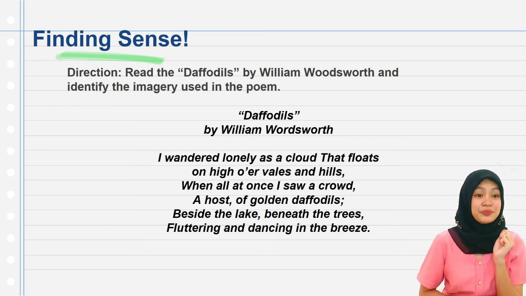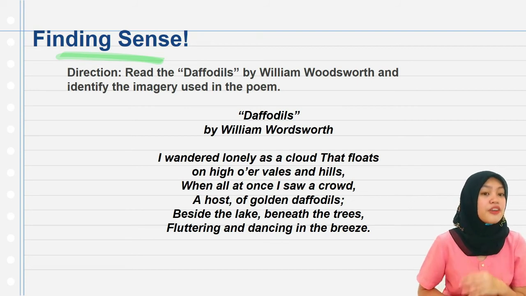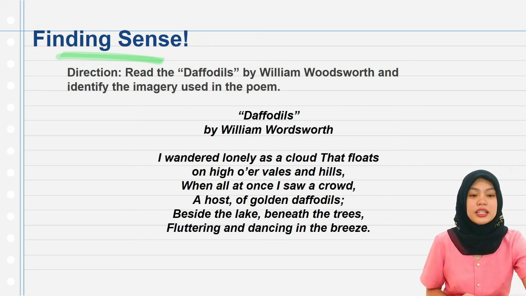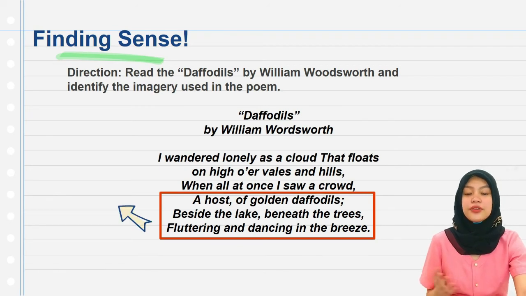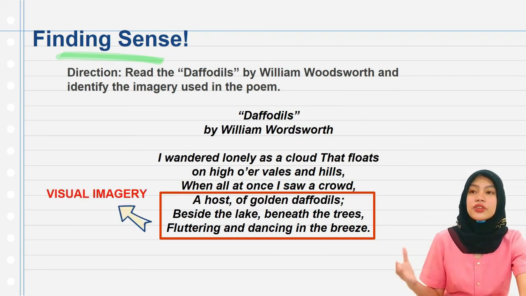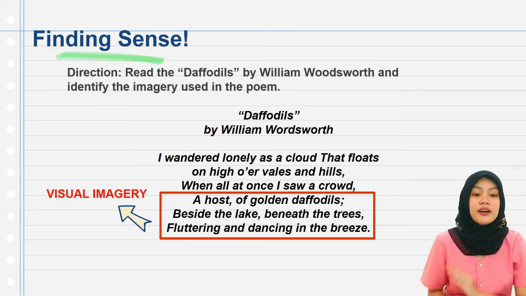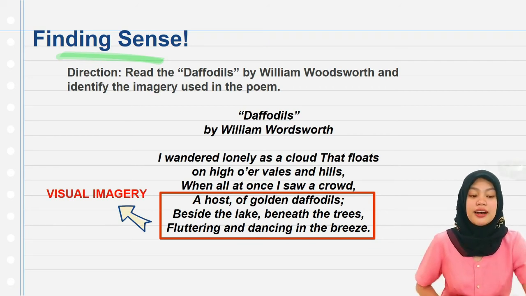Yes, Atlas. Visual imagery. So on what part? Very good. So in these lines, a host of golden daffodils beside the lake, beneath the trees, fluttering and dancing in the breeze. So it is visual imagery. As you can see, the author is expressing or telling us what he or she has seen. Okay? So now, do you have any questions?